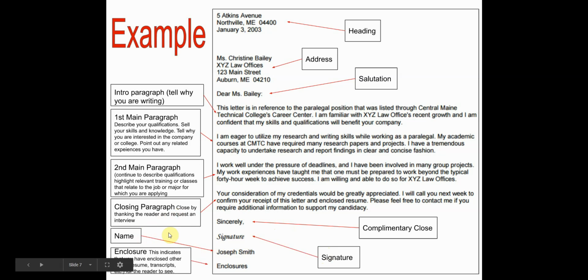And then enclosures. You always will have at least one enclosure. You don't want to just send this letter alone, you have to send it with a resume. So make sure you put that the enclosed is a resume. Other things you might enclose might be some references or maybe your transcripts or grades. But at a minimum, you should have an enclosure that says enclosure 1, resume.